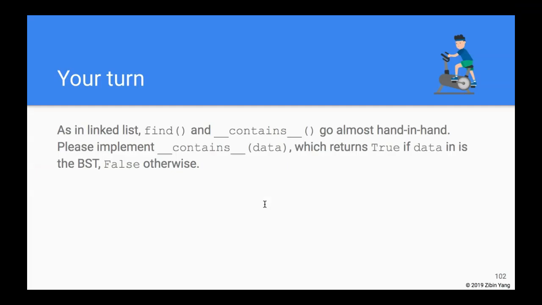That's good. Just like in linked list, the find and the dunder contains go hand in hand. And remember what dunder contains does: if the data does exist in the data structure, then it returns true, otherwise it returns false. And now that we have the find, it should be fairly straightforward to implement that. So please go ahead and give that a try.